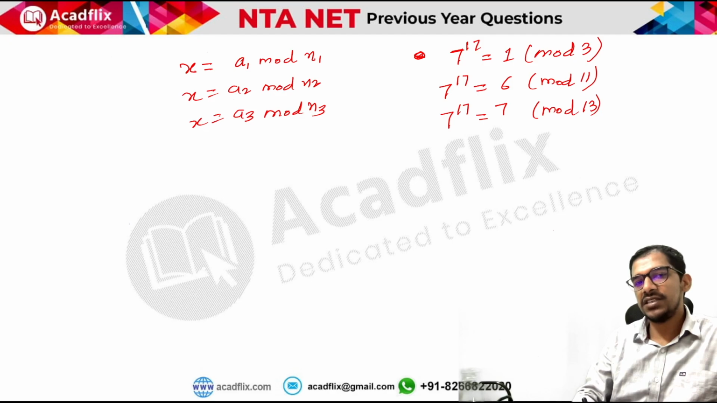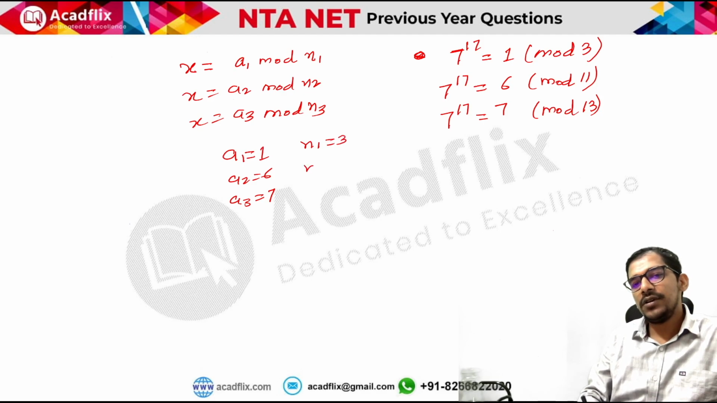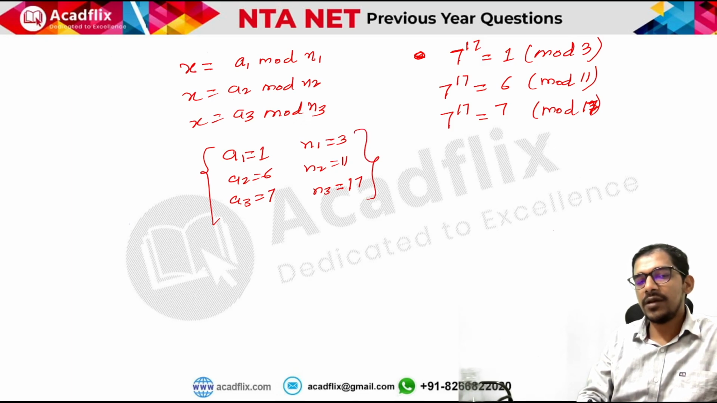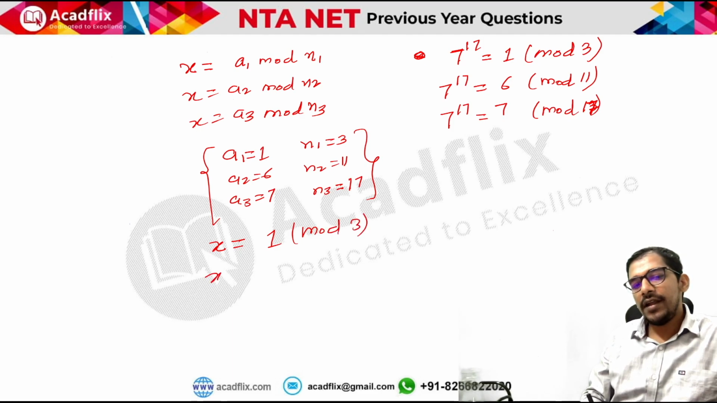Okay, if you compare now with the Chinese remainder theorem, here a1 is equal to 1, a2 is equal to 6 and a3 is equal to 7, and n1 is equal to 3, n2 is equal to 11 and n3 is equal to 17. So you just need to find out the value of x. We get a remainder of 1 when we divide x by 3, a remainder of 6 when we divide by 11, that is 6 mod 11, and 7 mod 17.